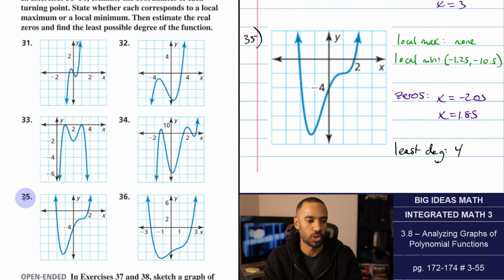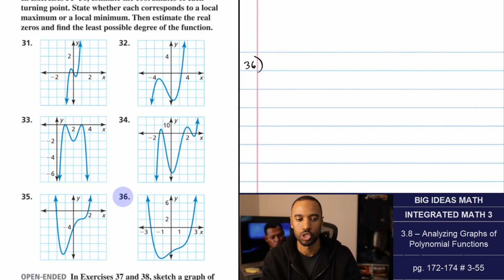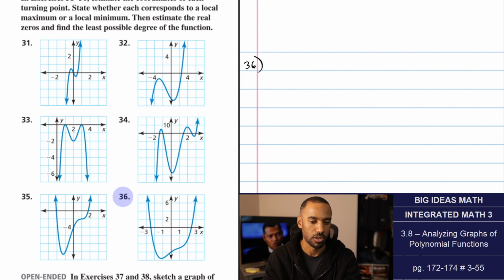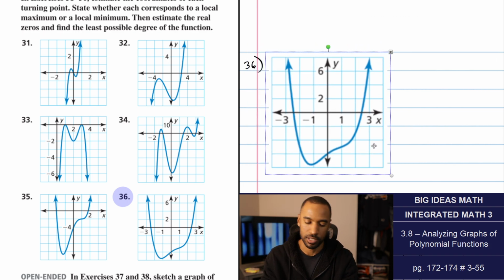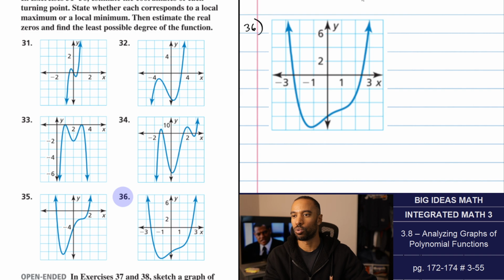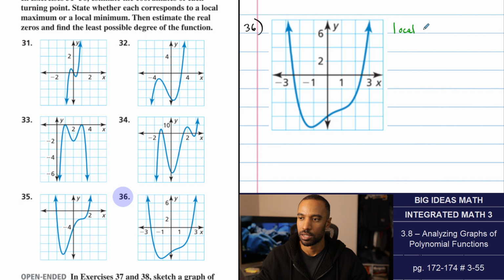Number 36, I'm just going to say, is the same way when it comes to not being a parabola, a quadratic equation. It's not exact symmetry, despite the fact that there once again appears to be 1 true turning point. I want to make sure you keep that in mind. So I'm stating off the bat, I believe this one's also degree 4 at least. On number 36, we have no local maxes, once again. Local max, there are none.